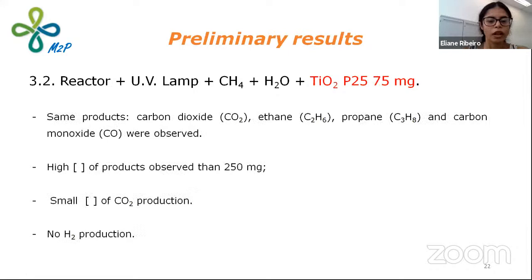In order to determine the best conditions for photocatalytic experiments, we analyzed a small mass of titanium dioxide, and the results show a high concentration of ethane, propane, CO, and a decrease of the CO2 production.